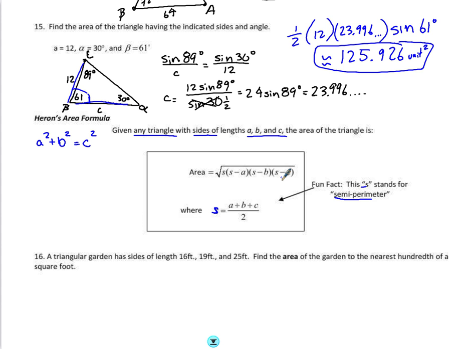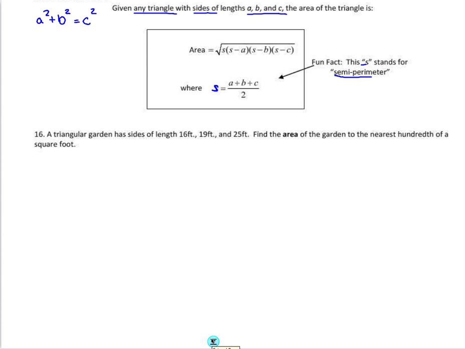So we have a triangular garden here that has the side lengths of 16, 19, and 25. We want to find the area of that triangle.